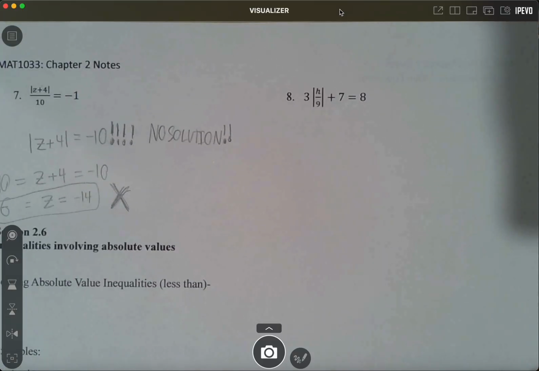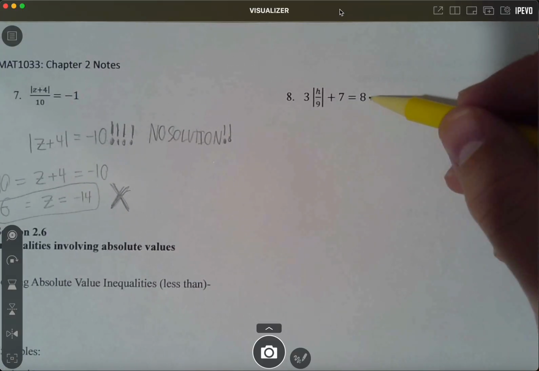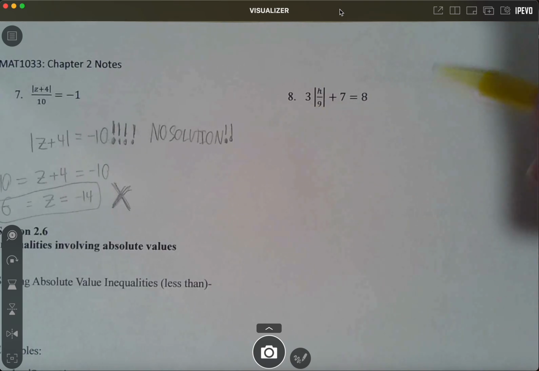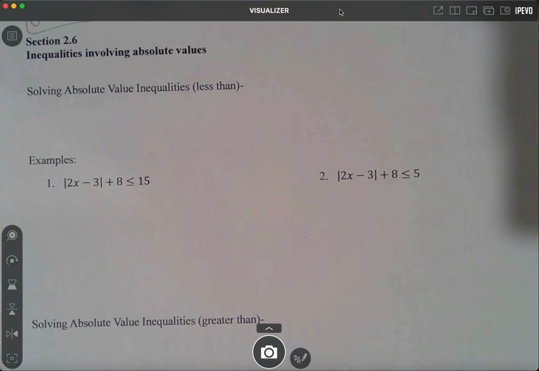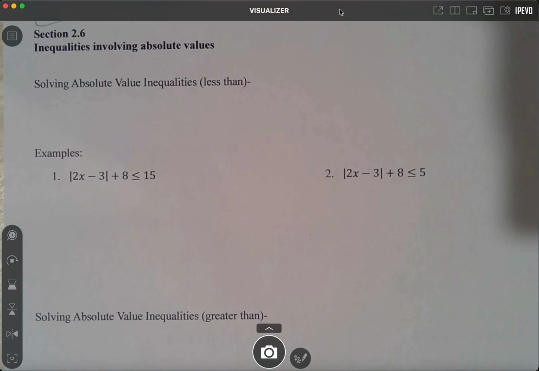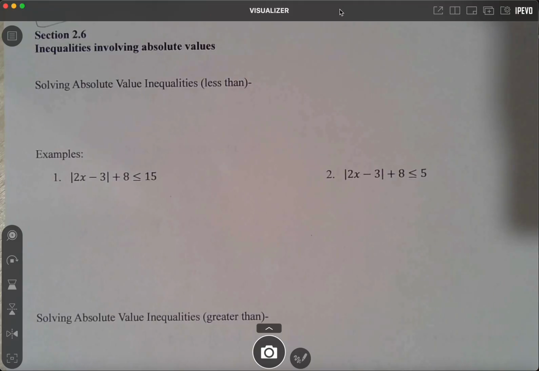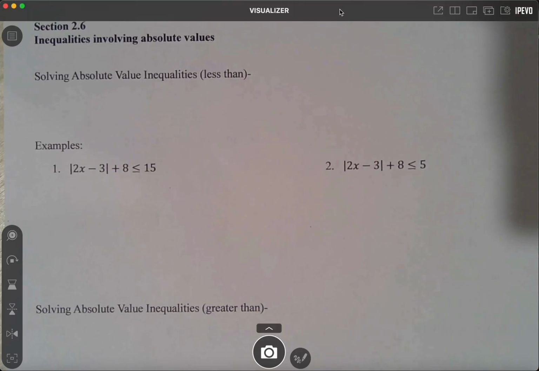All right, I think for sake of time, number 8 isn't too bad, so I am going to skip it. There's still some fractions there, but I trust you can do it. So let's go to the last section here in chapter 2, 2.6, and we'll solve absolute value inequalities.